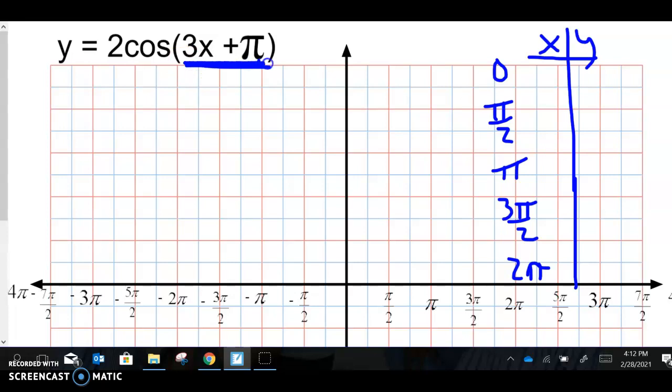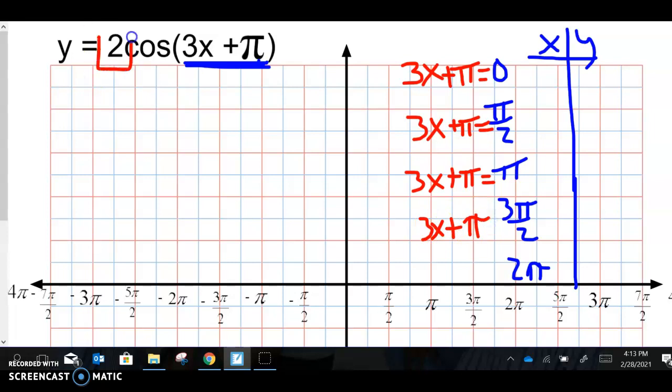I'm taking the cosine of 3x plus pi. So what I'm going to do is make 3x plus pi equal 0, and I'm going to make 3x plus pi equal pi over 2, and 3x plus pi equal pi. Notice I'm not dealing with this right now, just what I'm taking the cosine of. And I'm letting it equal each of these radian measures that I know make up my key points. Okay? And I want to know what x value will make 3x plus pi equal 0.